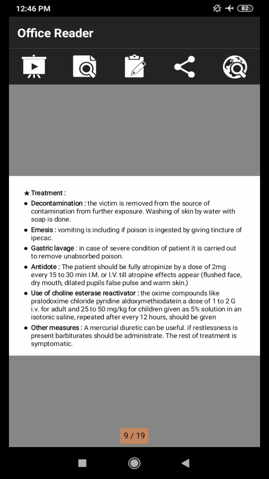They contain organophosphorus compounds and DDT. First is the organophosphorus compound. Symptoms: headache, blurring of vision, cough followed by vomiting with abdominal pain, and irritation of eye, nose and throat. If not attended to in time, respiratory failure, coma and finally death may occur. The treatment has the following stages: first decontamination, second emesis, then gastric lavage, antidotes, use of cholinesterase reactivators, and other measures.